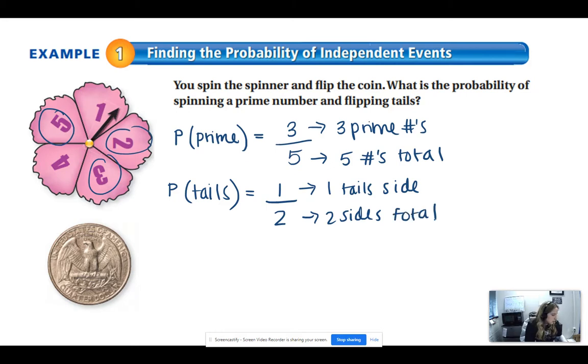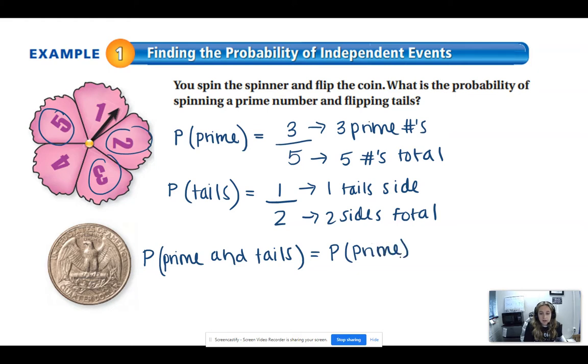All right. So now we're going to write our equation, which is the probability of events A and B, which is the probability of events prime and tails, both of those things happening. And so we are going to multiply the probability of spinning a prime number times the probability of flipping a tails. And we're going to just fill it in. So the probability of spinning a prime is 3/5 times the probability of flipping a tails is 1/2.